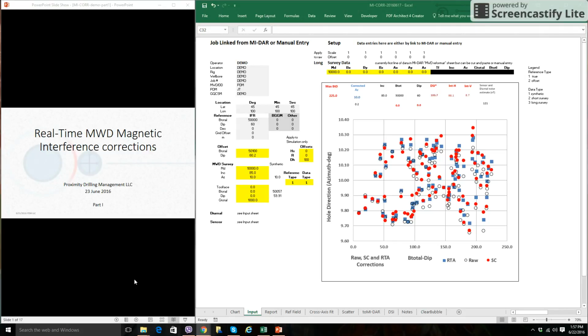Welcome to this brief video that shows the effects of magnetic interference on MWD azimuth reports. We all know that MWD surveys depend on the Earth's magnetic field as the reference direction for magnetic azimuth calculations in a survey tool. Unfortunately, we sometimes forget that magnetic interference will affect the apparent direction of the Earth's magnetic field, and the result will be errors in the reported magnetic azimuth.